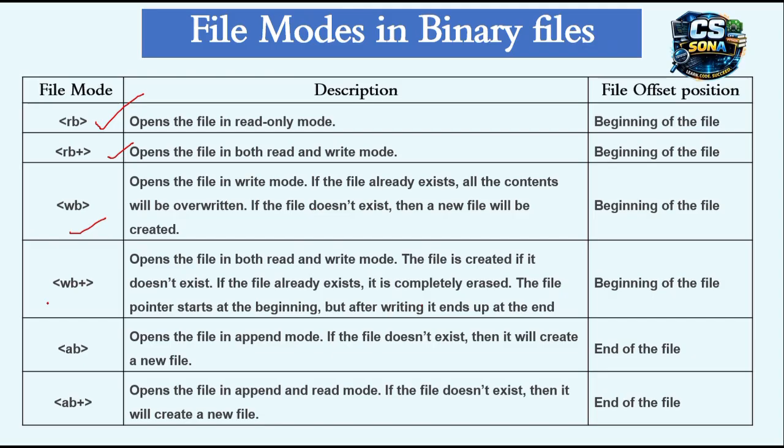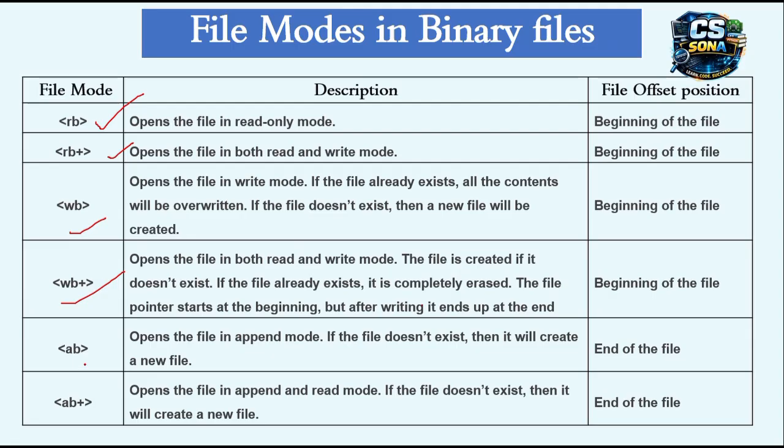So next is WB plus mode. It opens the file in read as well as in write mode. The file is created if the file does not exist. If you have written a new name and the file is not in the memory, then the file will be newly created. If the file has some content, that content will be completely erased and a new file will be written from the beginning of the file.